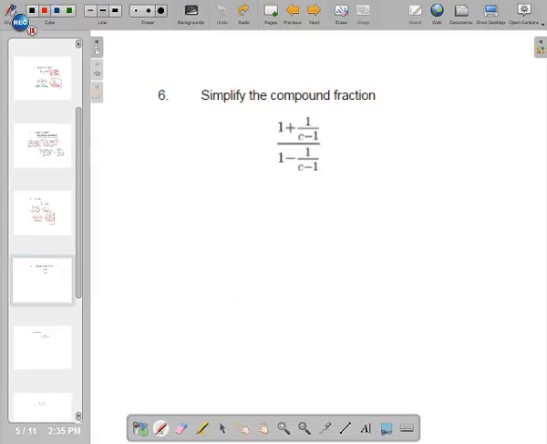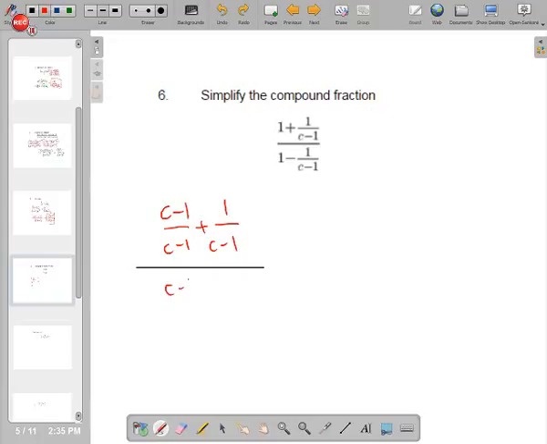Simplify compound fraction. So let's focus on the numerator here. This is going to be c minus 1 over c minus 1. That's 1 plus 1 over c minus 1. This is just the numerator of the fraction. So I'll draw this big fraction bar and focus on that. Now I'll do the same thing with the denominator. C minus 1.